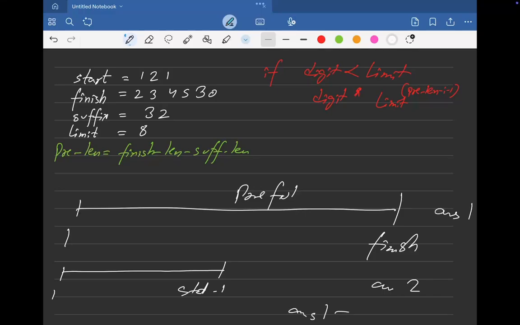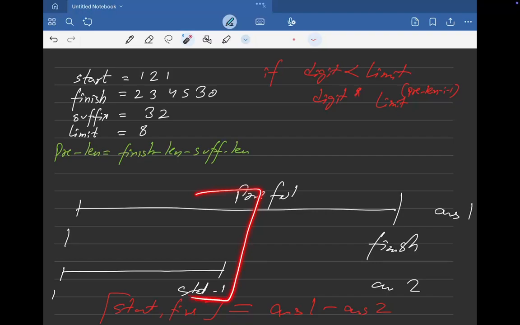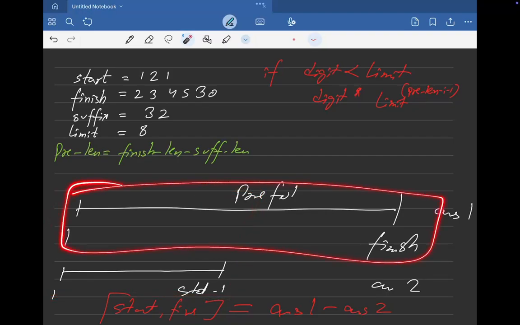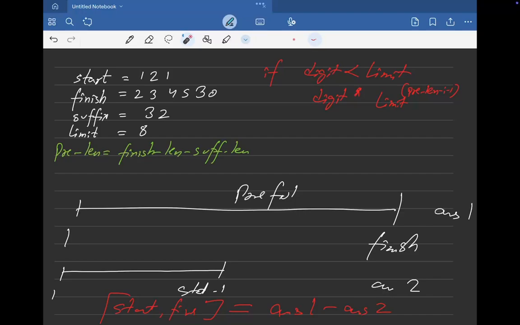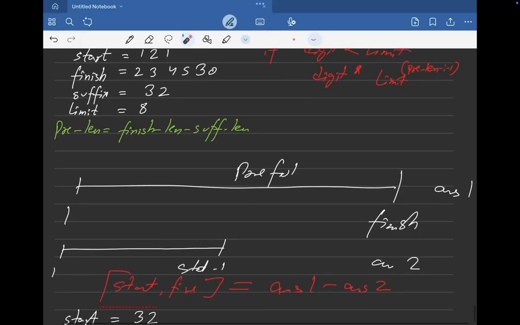So answer 1, let me change the color. Answer 1 minus answer 2 is equal to start to finish, right? So first I will calculate from 1 to finish, and then I will calculate 1 to start minus 1. So this is my total boundary, and if I subtract this boundary, I will cancel out this boundary. I have only start to finish. So that's how this will work, right? So let's apply this on a different test case.